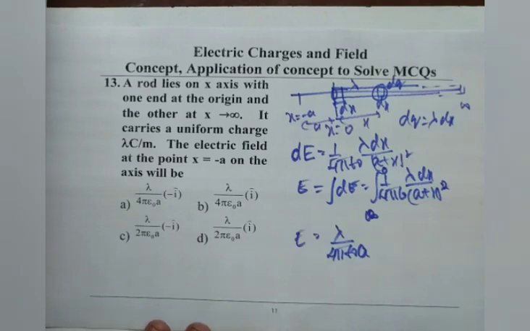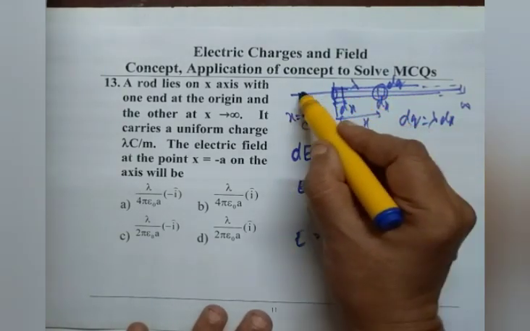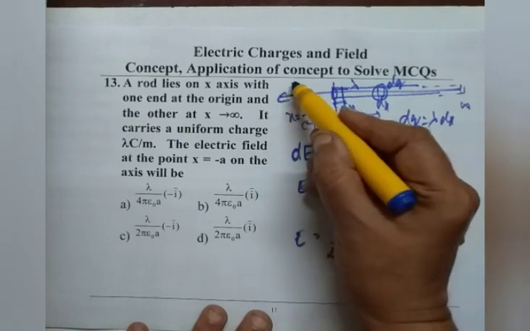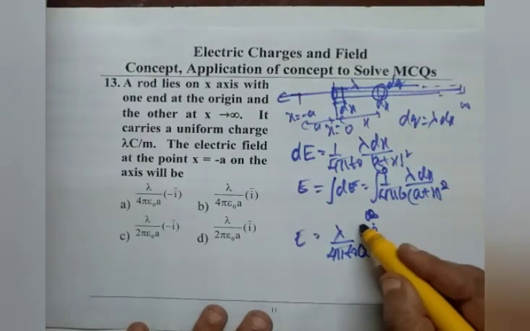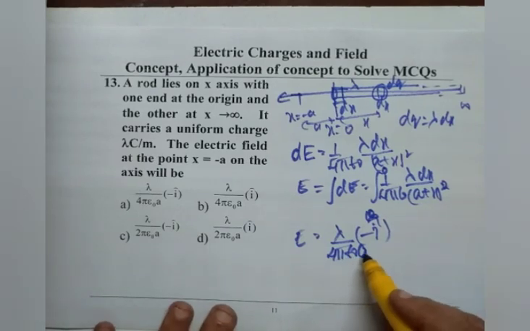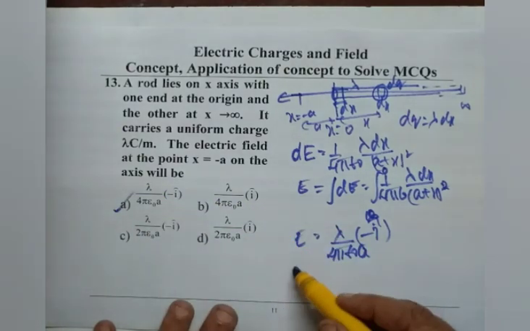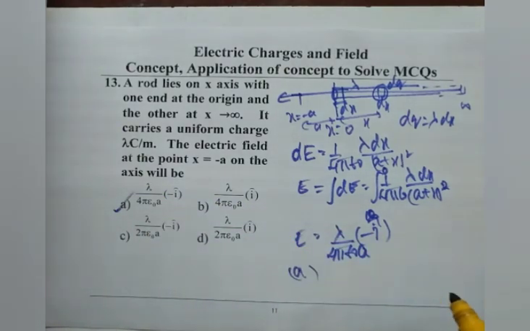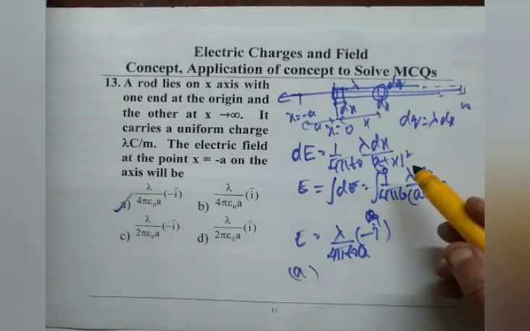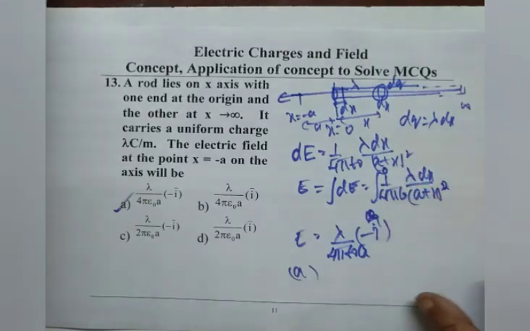But observe, here minus i cap is given. How to know that? Observe, these are all positively charged. The electric field due to this is always directed in the negative direction. That's why we must write minus i cap. Therefore, option lambda by 4 pi epsilon naught a into minus i cap is right. Option A is right. Observe how we utilize the idea of linear charge distribution here and how we integrated this.